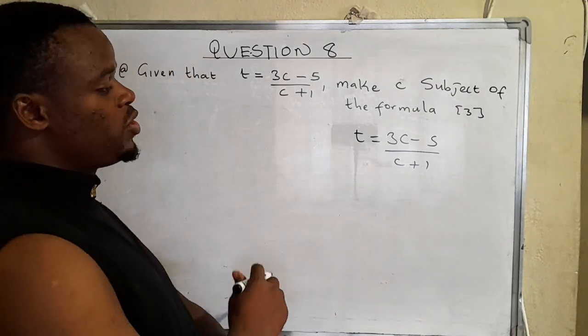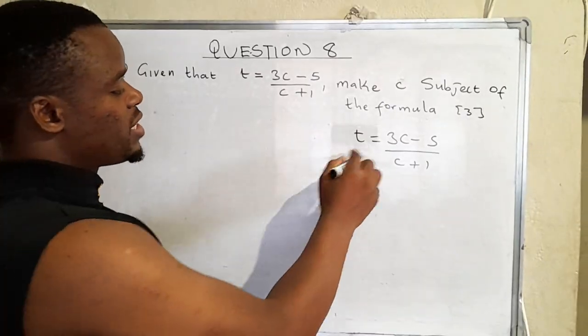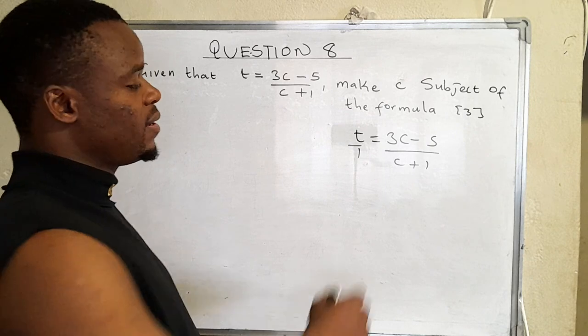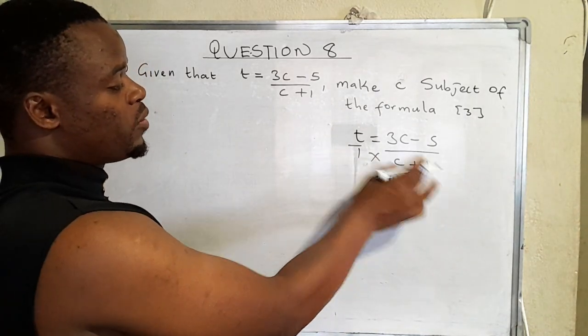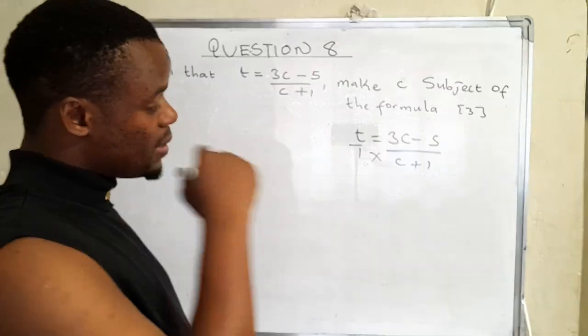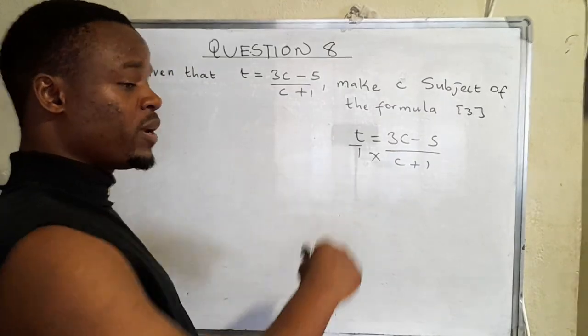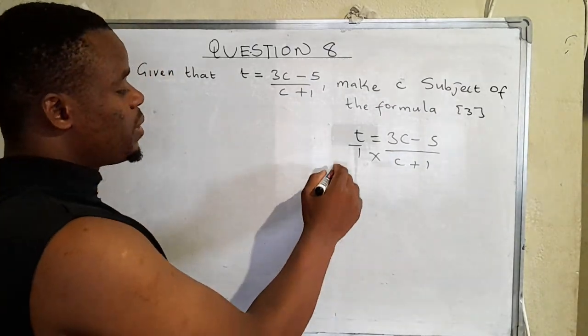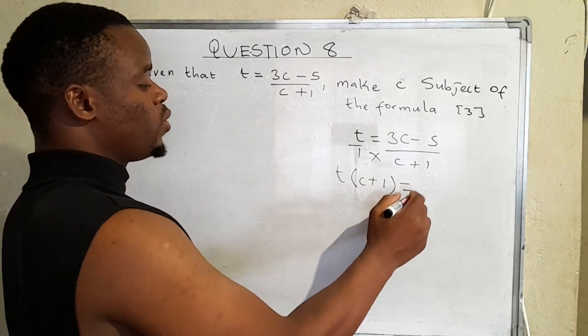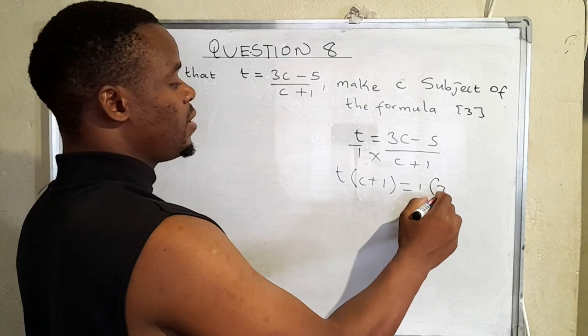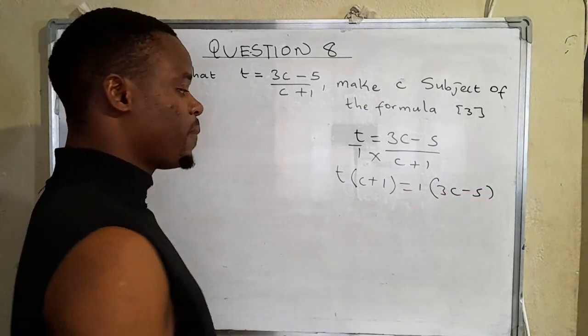So what you do is you have to get rid of the fractions first, introduce a 1 there, and cross multiply. So the denominator will be multiplied by the numerator, and the denominator this side will be multiplied by the numerator there. So we have t multiplied by (c plus 1), which will equate to 1 times (3c minus 5).